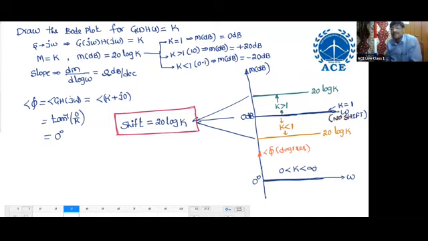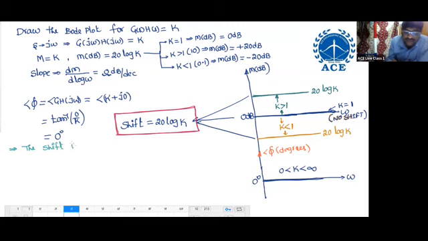But whereas the shift in the magnitude plot depends on K. K greater than 1 shifts it upward. K less than 1 shifts it downwards. Okay, so what is the conclusion we can write? The shift in the magnitude plot depends on K value.